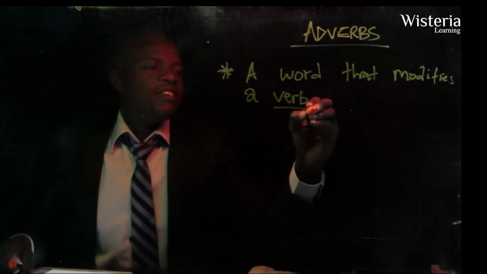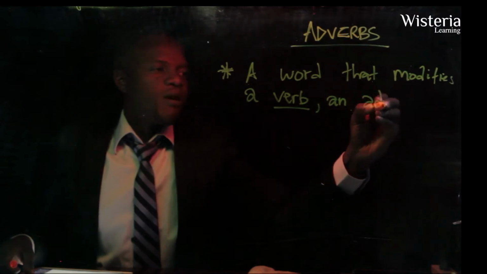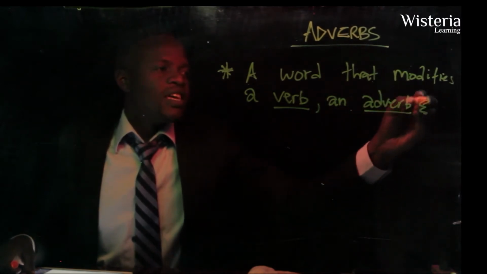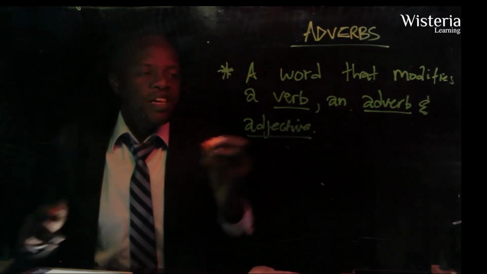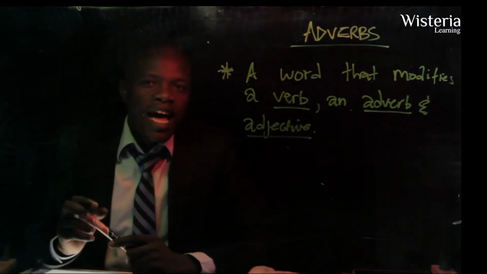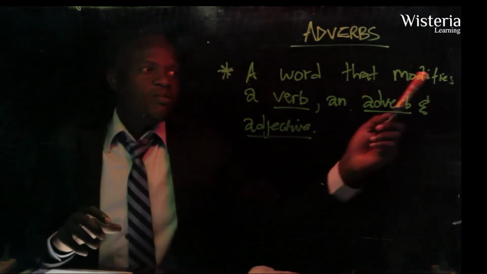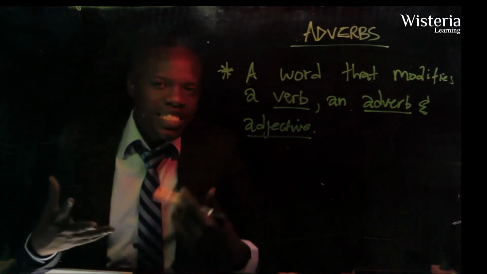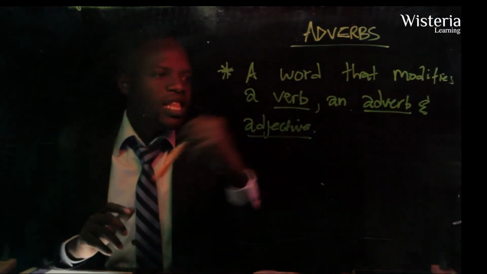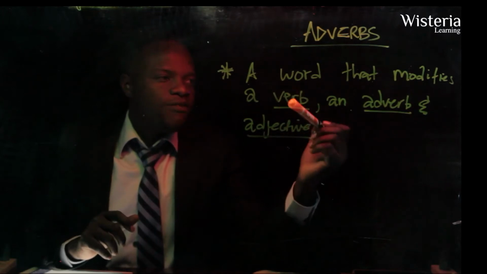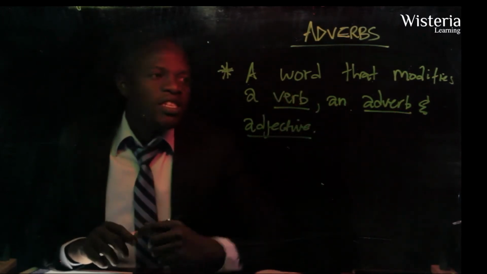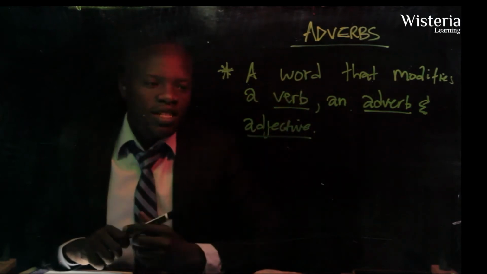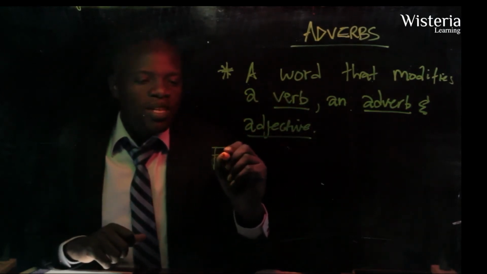An adverb, we need to underline this, and an adjective. Okay, so three things that an adverb modifies. Remember, to modify is to give more details. So a word that modifies a verb, an adjective, or another adverb in this case, although I've written it in the other way. So let's look at some examples.